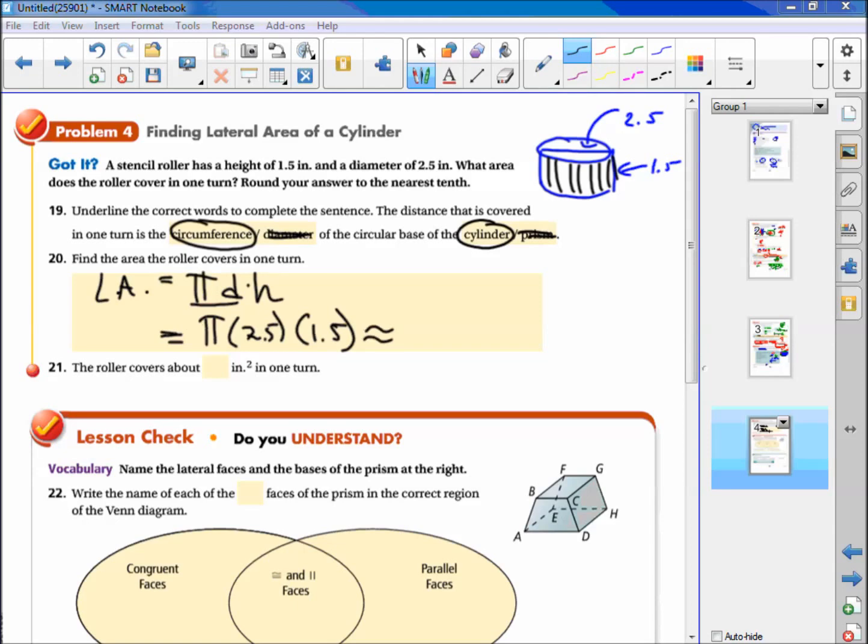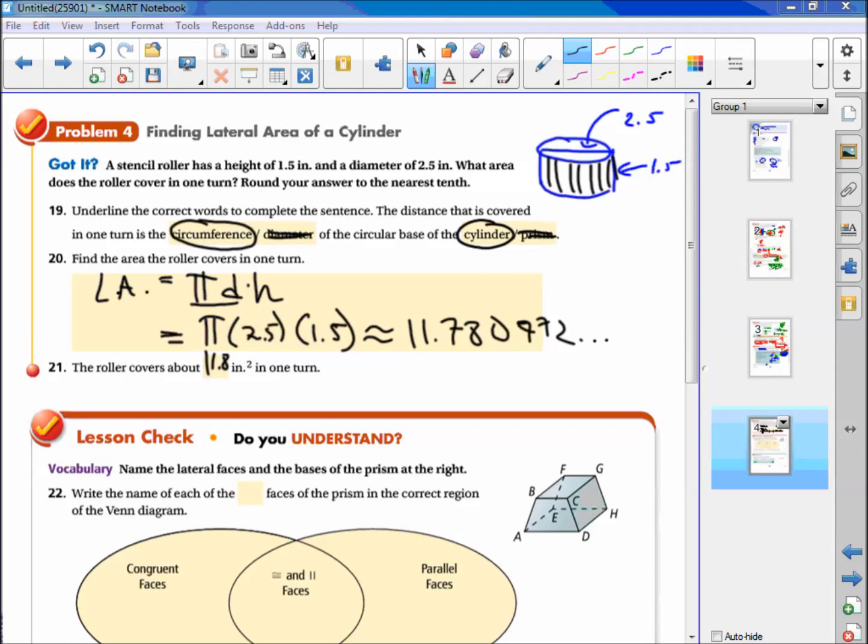If you multiply that on the calculator, you're going to get about 11.780972, and it keeps going. But we're rounding to the nearest tenth, so we're going to put 11.8 inches squared.